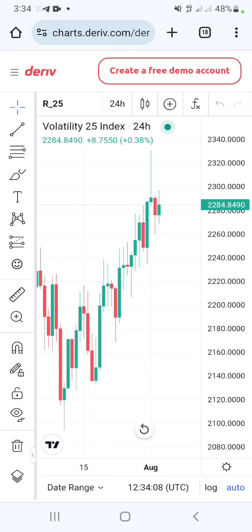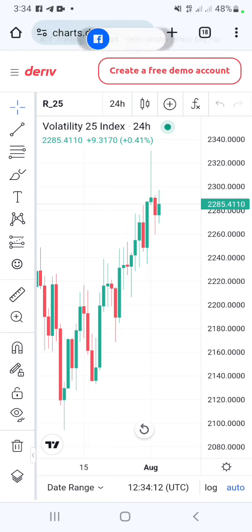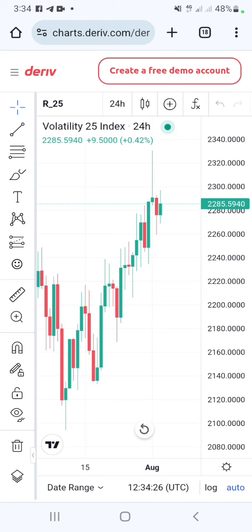Today we are going to be looking at how to scalp the Volatility 75 index on the minute 15. As well, if you're really interested in scalping Volatility 75 index, make sure to stick around with me up to the end to understand this simple scalping strategy as a step-by-step process.